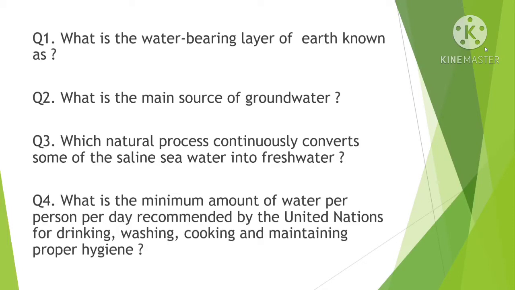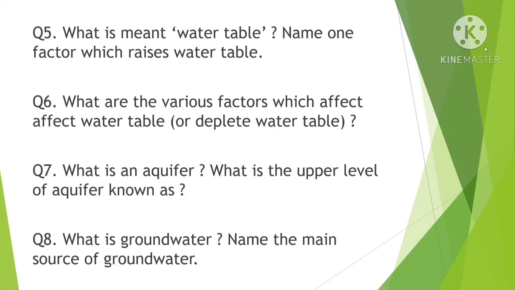Now our next question is, what is meant by water table? Name one factor which raises water table. So water table means the topmost layer of the water that is present under the soil. It is known as water table, or we can say the upper level of groundwater that is present below the surface of earth. This water table represents a depth in the ground below which the soils and the rocks are completely filled with water.